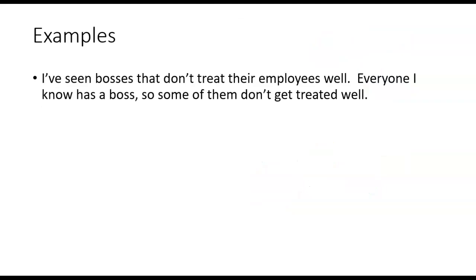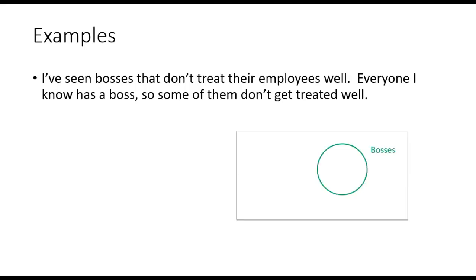Next example, which I believe is the last one. So again, I've seen bosses that do not treat their employees well. Everyone I know has a boss, so some of them don't get treated well. There's my boss circle, those who treat their employees well, and I've seen the case where they don't cross. So that's my X for the first sentence. And then the red circle is everybody I know. So people I know, but they all have a boss, so they all have to fit inside of the green circle.